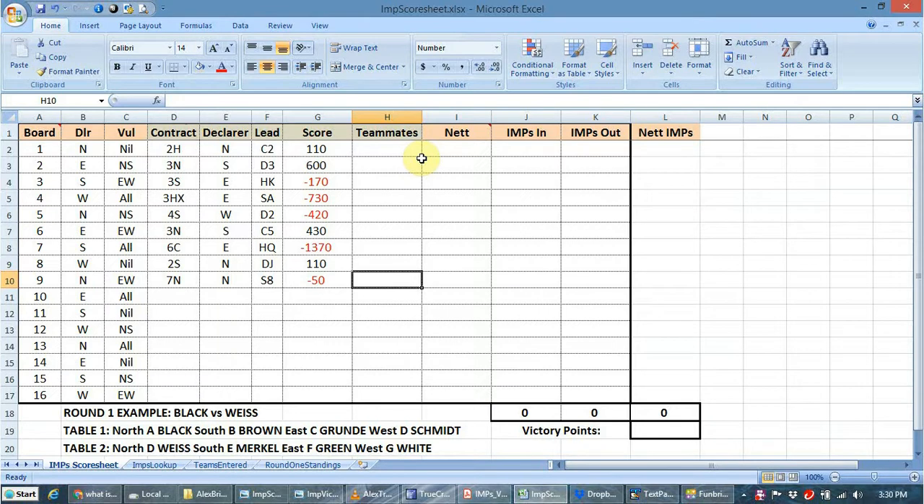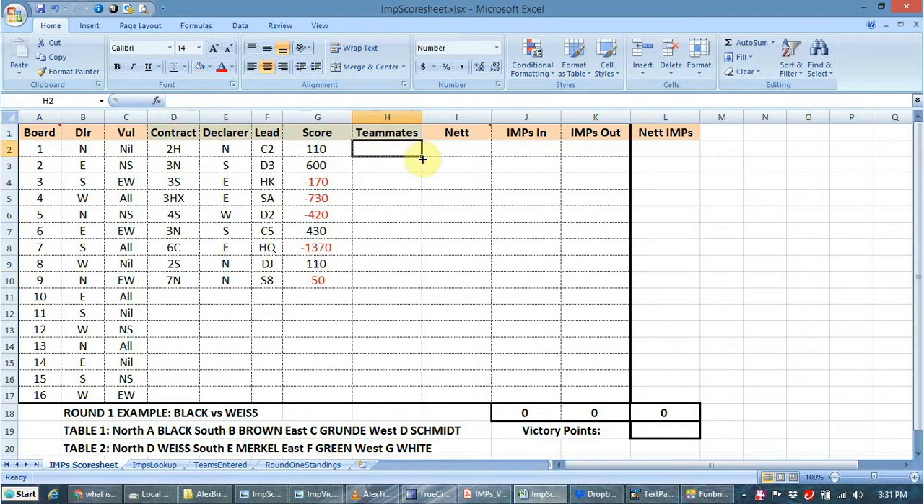So at this point, we finished the 9 boards that the director has set out for us. Now we wait for our teammates to finish at the other table. Eventually they finish and they come back to our table and sit down in the east-west seats at our table, and we say goodbye to Grunda and Schmidt. They go back to their table, and now it's time to score up.